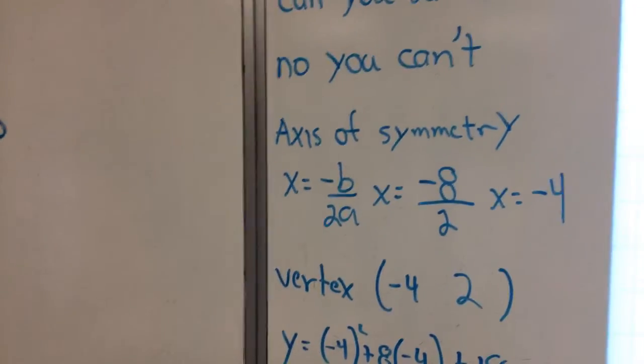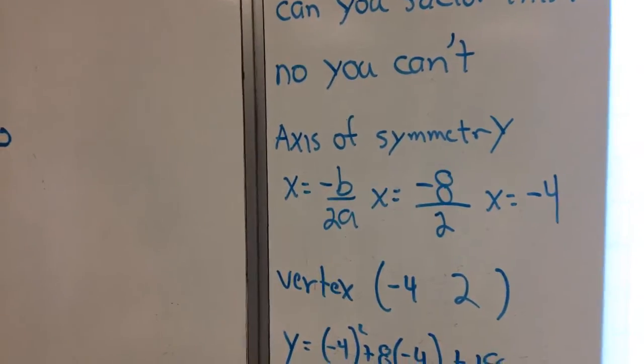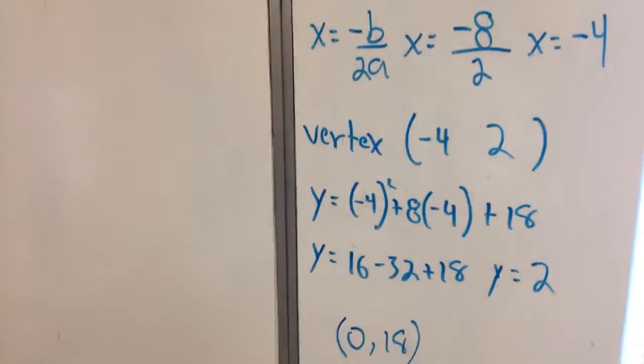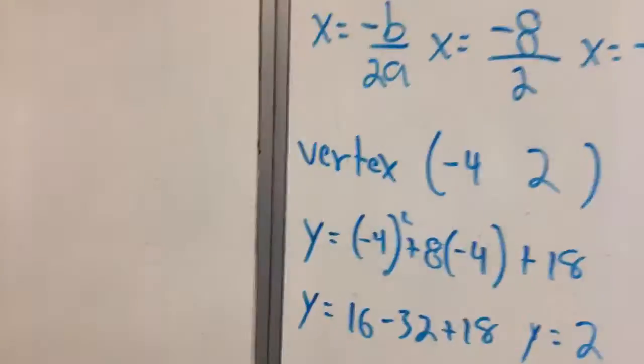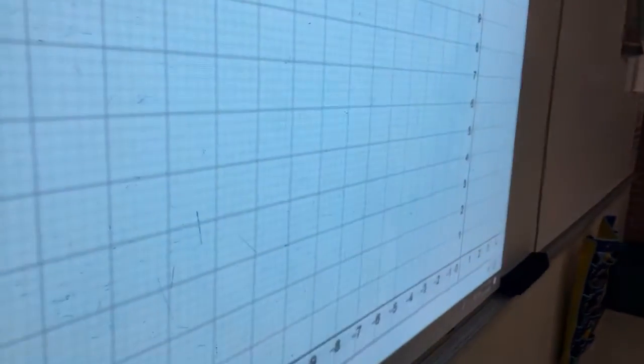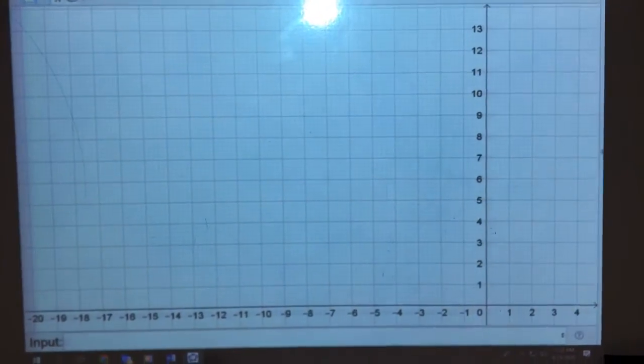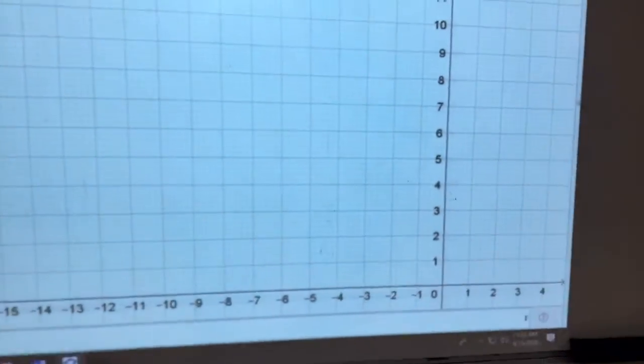So now I know where the vertex is. So I have an axis of symmetry and I have a vertex and I have a y-axis intercept. Well, let's graph it up and see what this thing looks like. So, here we go. I got GeoGebra up. I got a brand new projector bulb. Pretty bright, huh? All right, so let's start off with the axis of symmetry.